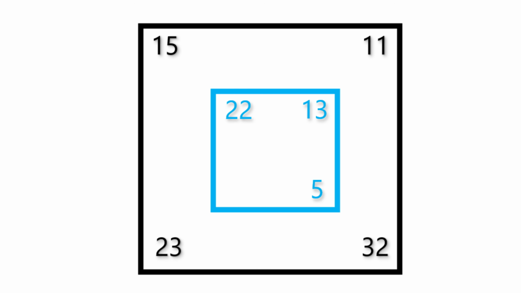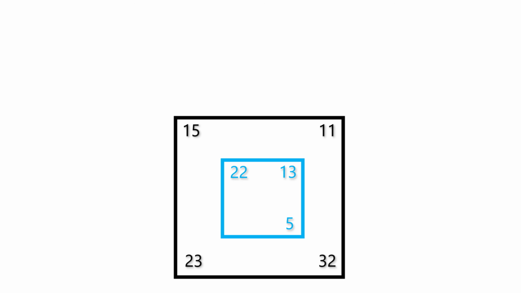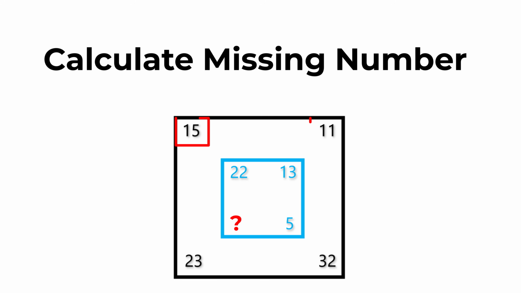You're presented with 2 squares. The smaller square is inside the larger square. Both squares have numbers in the corners. The larger square has numbers 15, 11, 32, and 23. The smaller square has numbers 22, 13, 5, and 1 number is missing. And this is the number you need to calculate.